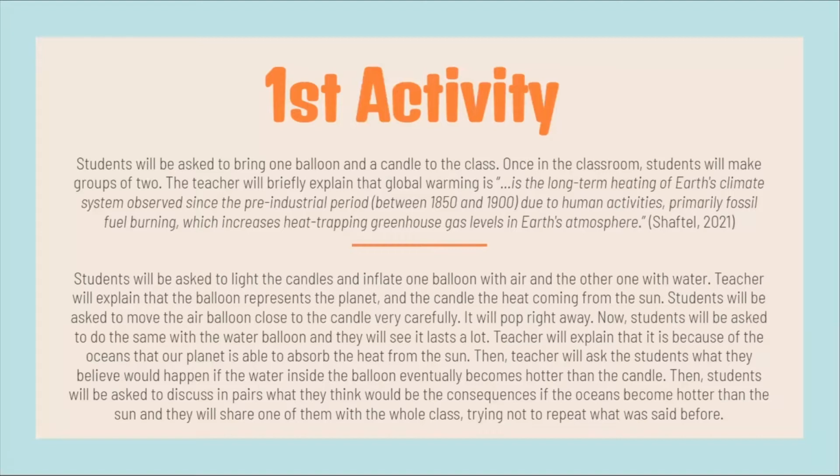The teacher will explain that the balloon represents the planet and the candle the heat coming from the sun. Students will be asked to move the air balloon close to the candle very carefully. It will pop right away. Now students will be asked to do the same with the water balloon and they will see it lasts a lot. The teacher will explain that it is because of the oceans that our planet is able to absorb the heat from the sun. Then the teacher will ask the students what they believe would happen if the water inside the balloon eventually becomes hotter than the candle.